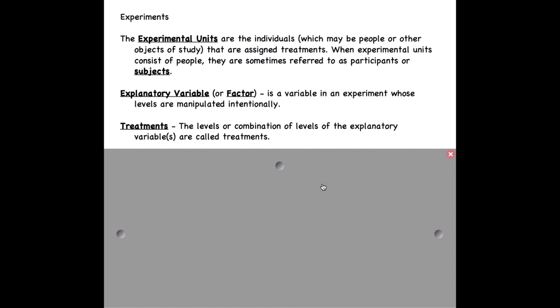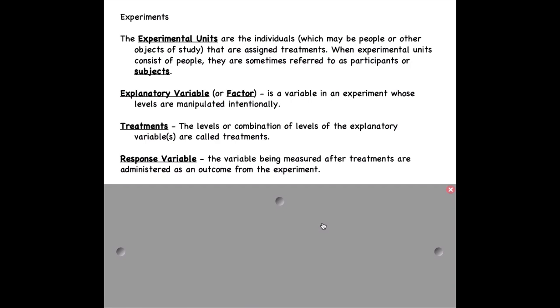In an experiment, the explanatory variable, which is sometimes just called the factor, is a variable in the experiment whose levels are manipulated intentionally. This is the thing we are changing or adjusting and then trying to observe what happens. Treatments are the specific levels or combination of levels, because sometimes we have more than one factor in an experiment. The treatments are the levels or combination of levels that we're actually giving to each of the subjects.